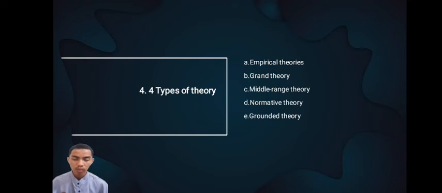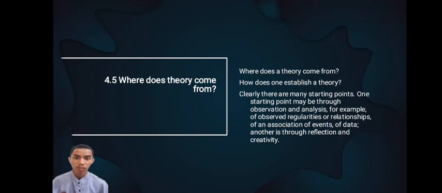And the next is, where does theory come from? Where does a theory come from? How does one establish a theory? Clearly, there are many starting points. One starting point may be through observation and analysis, for example, of observed regularity of relationship of an acquisition of events or data. Another is through reflection and creativity.